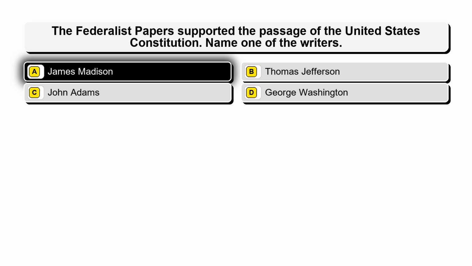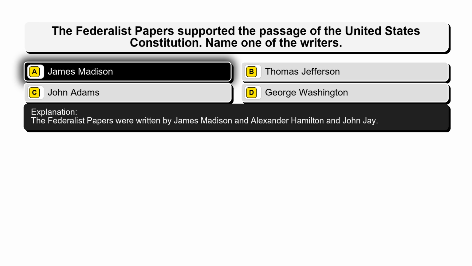The correct answer is option A, James Madison. The Federalist Papers were written by James Madison and Alexander Hamilton and John Jay.